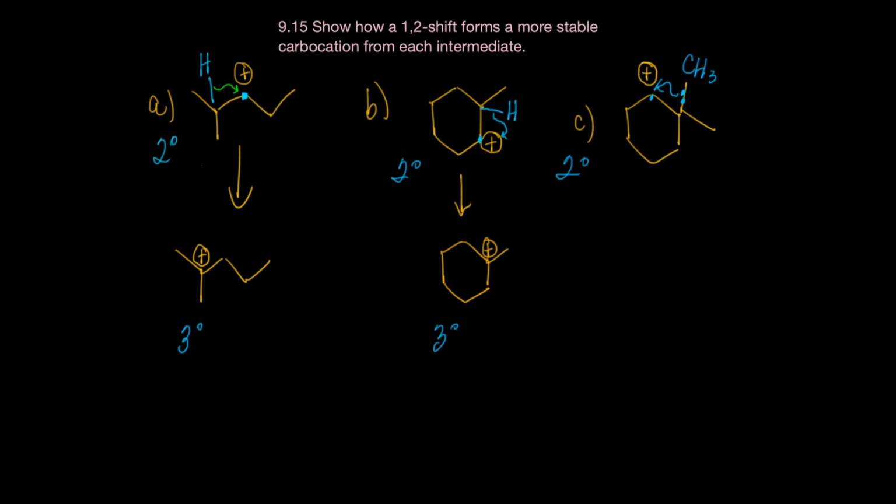And this will give us, after reaction, a 6-membered ring. We'll have the CH3 now bonded to the top carbon, and we'll still have this CH3 bonded over here. And in this case, we'll have the positive charge located on this carbon here next door, and that's a tertiary carbocation. Okay.